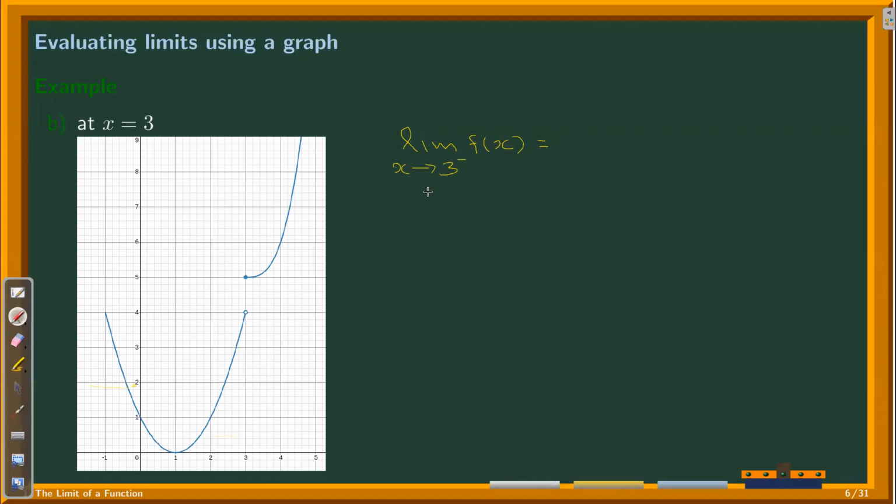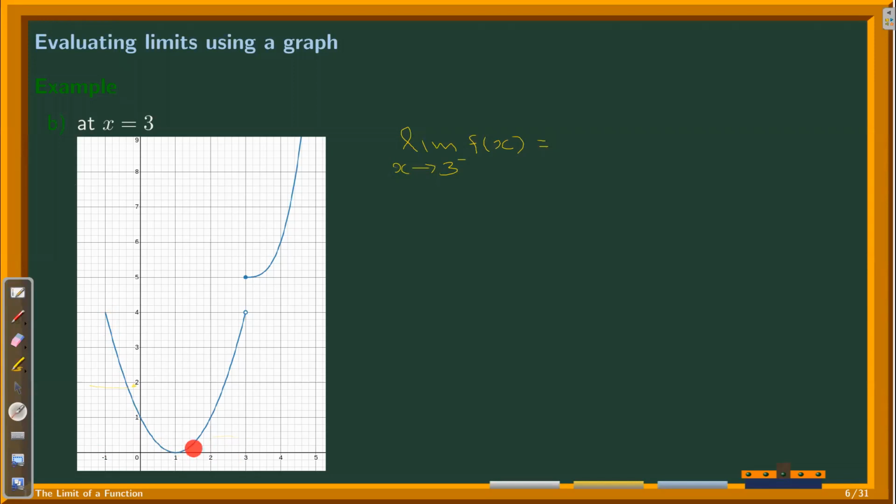So the limit as x goes to 3 minus of f(x). Let's say I start from here and work towards 3 along the lesser values. If I am here, the point corresponding to that is right above on the graph. As I go towards 3 along the lesser values, the point right above it comes down.